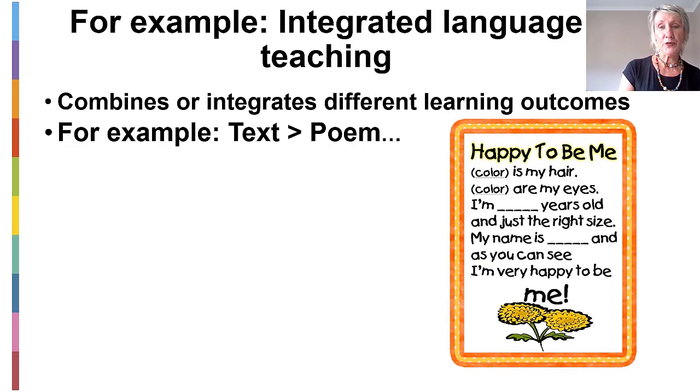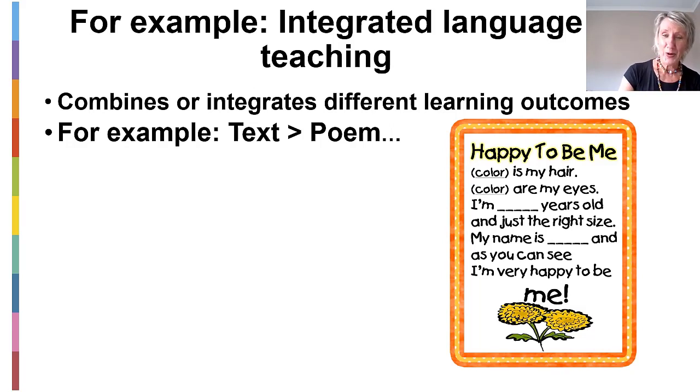How could we integrate something along these lines? If I was to look at a poem, I'd ask my class to write: Happy to be me. Blonde is my hair, blue are my eyes. I'm 50 years old, I wish, and just the right size sometimes. My name is Marcel, and as you can see, I'm very happy to be me.